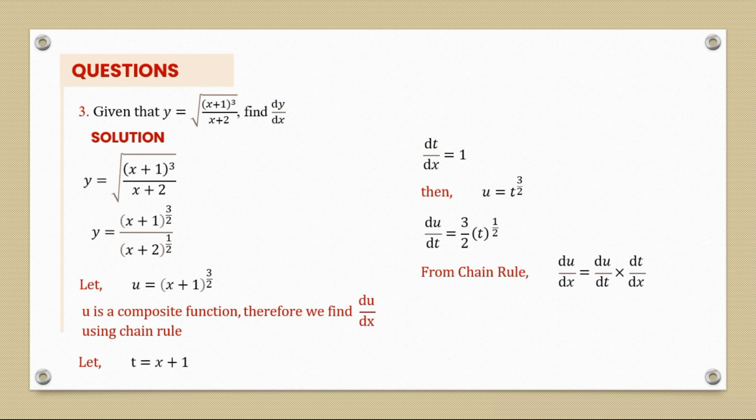And remember from the chain rule, to find du/dx, du/dx shall be equal to du/dt times dt/dx. So now we put in those values, we can say that du/dx shall be equal to 3 over 2 t to the power a half.